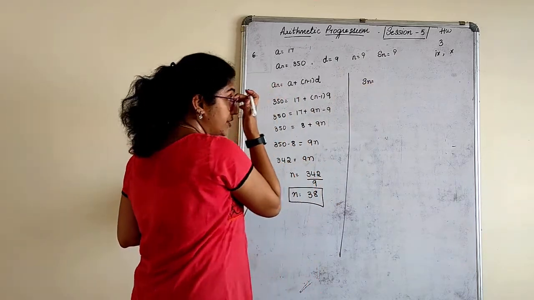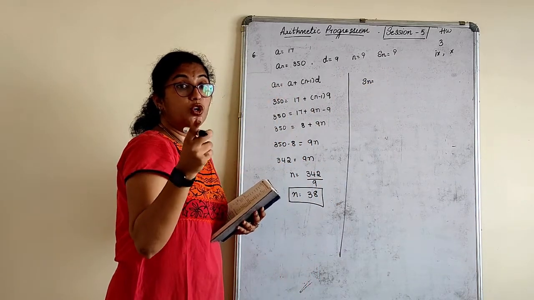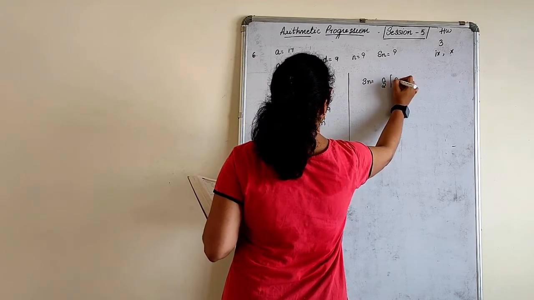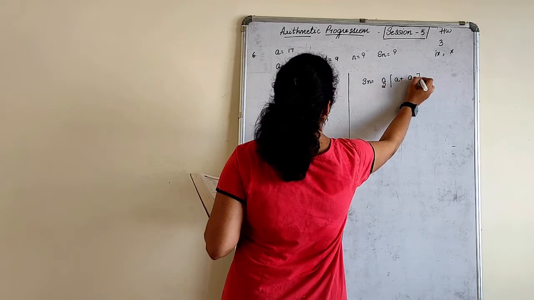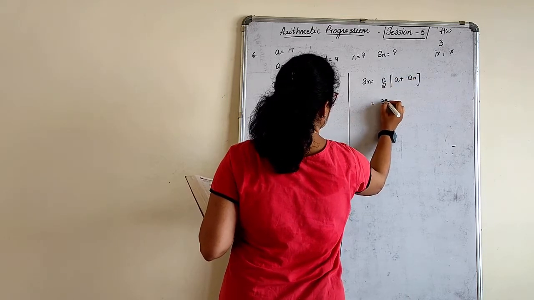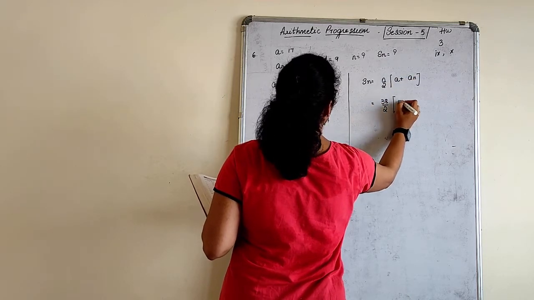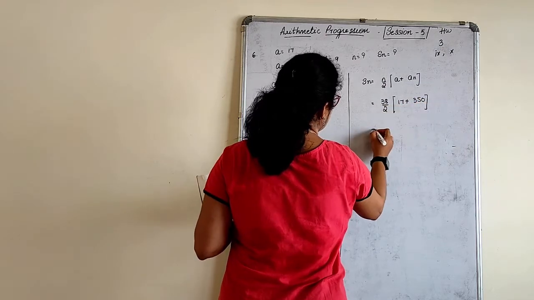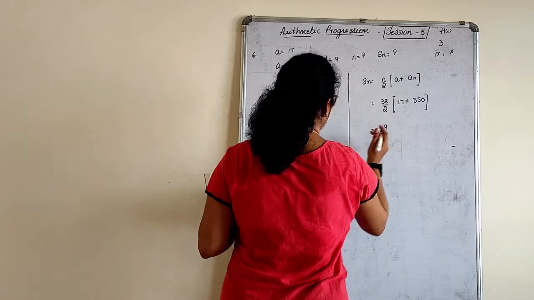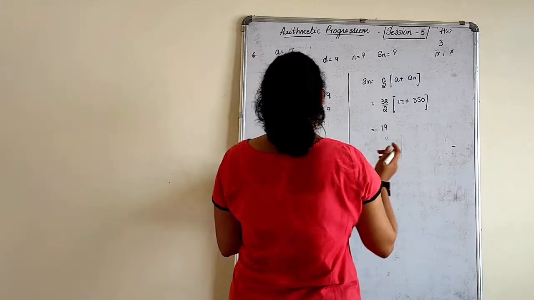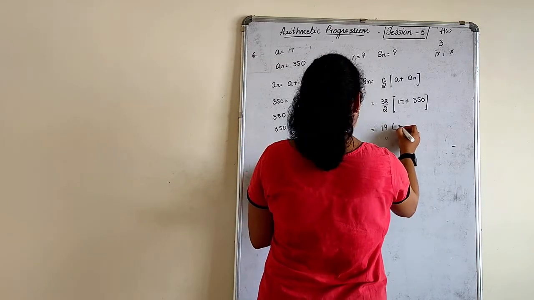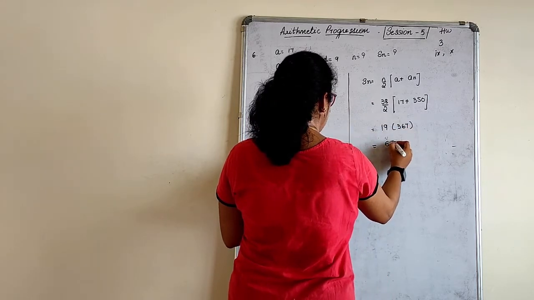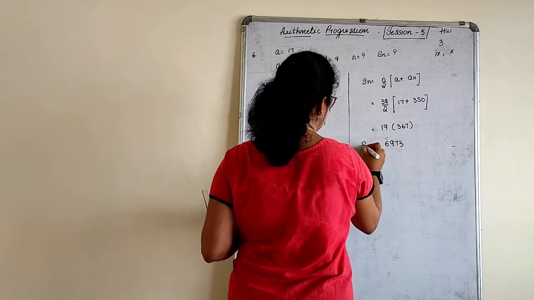Now it's up to you whether you want to use the whole formula of Sn or the last term formula. n by 2, A plus An, 38 by 2, 17 plus 350. 350 plus 17 you will get as 367. 19 into 367 is 6973.